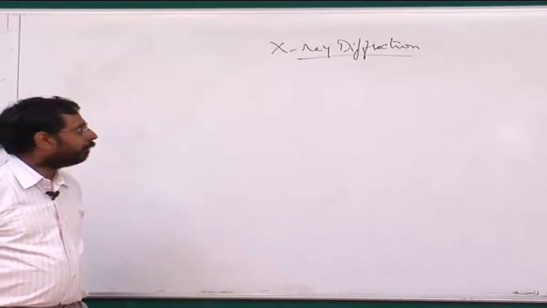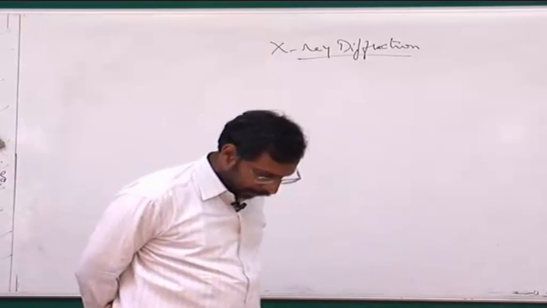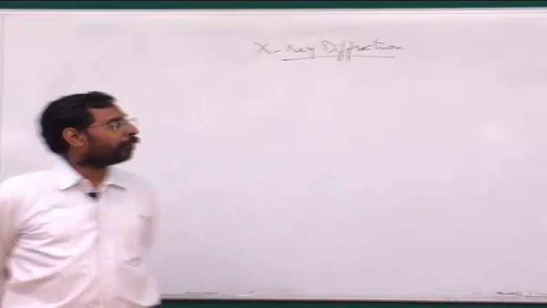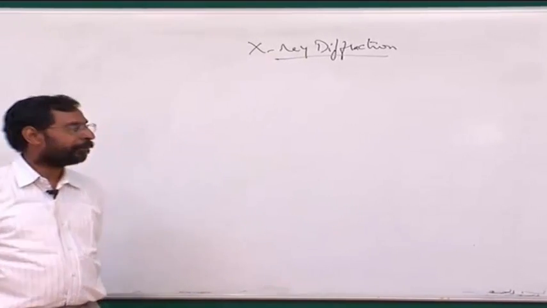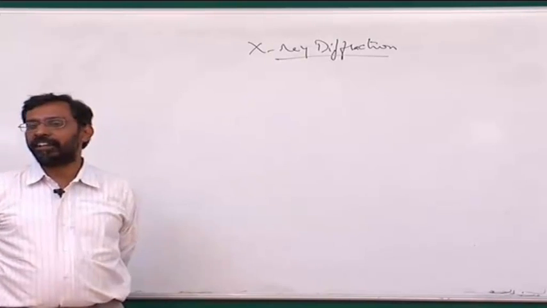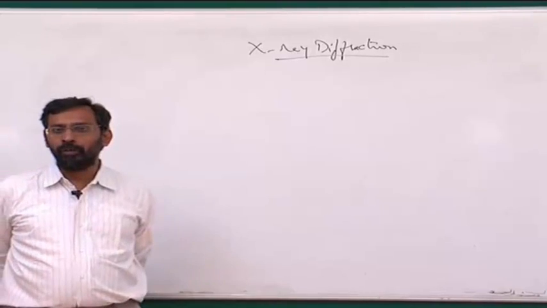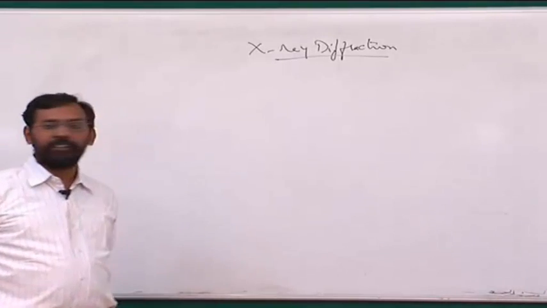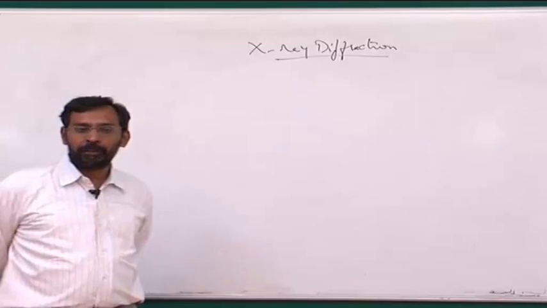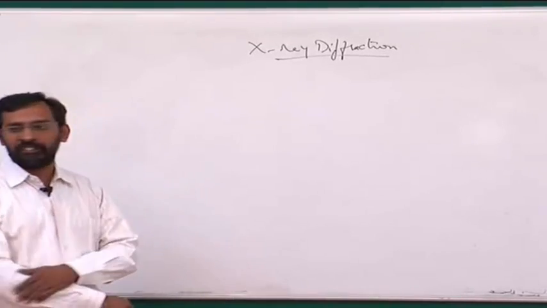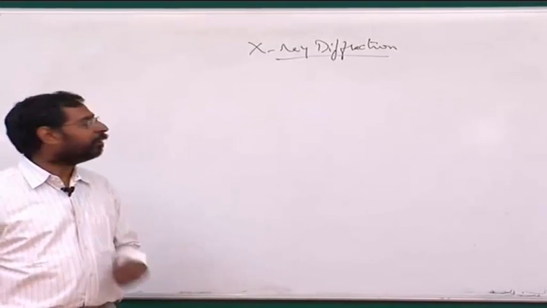Friends, we'll start with X-ray diffraction now. So far we have talked about how X-rays are generated, what are characteristic X-rays, what is white radiation, and we also talked about how to cut off certain radiation, characteristic radiation, from a mixture of characteristic radiations. For example, what is called filtering, we talked about it.